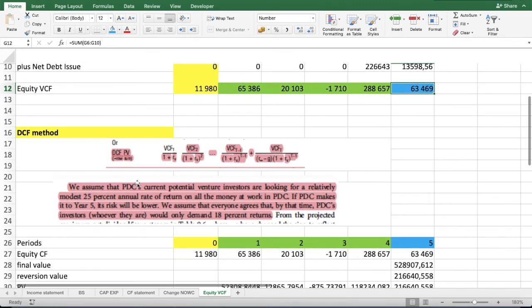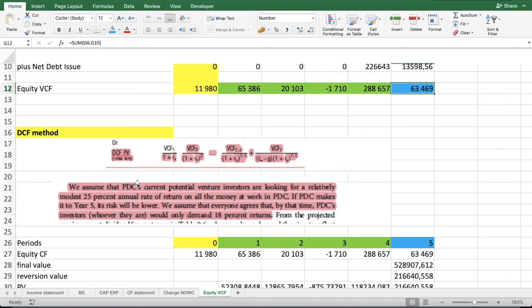Now, assume that PDC's current potential venture investors are looking for a relatively modest 25% annual rate of return on all the money at work in PDC, which means that for years 1, 2, 3, 4, the new investors will ask for 25% as the return rate.